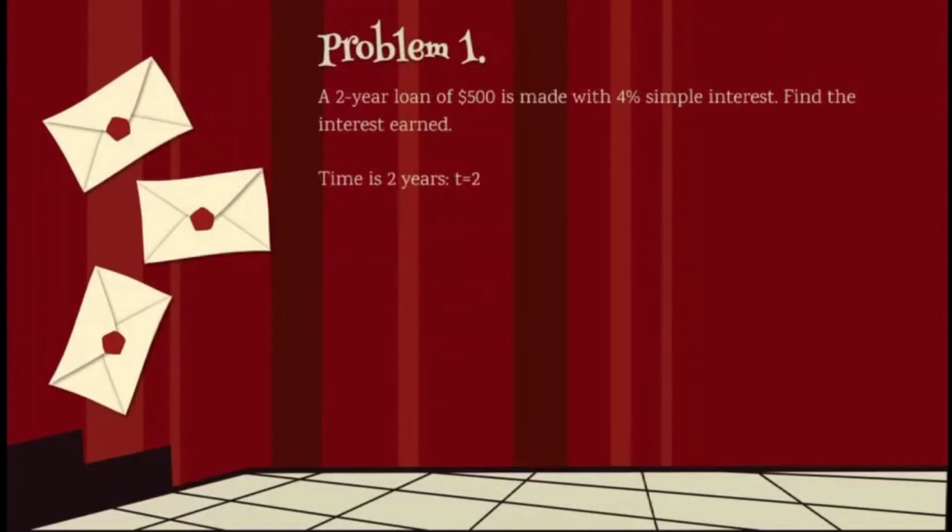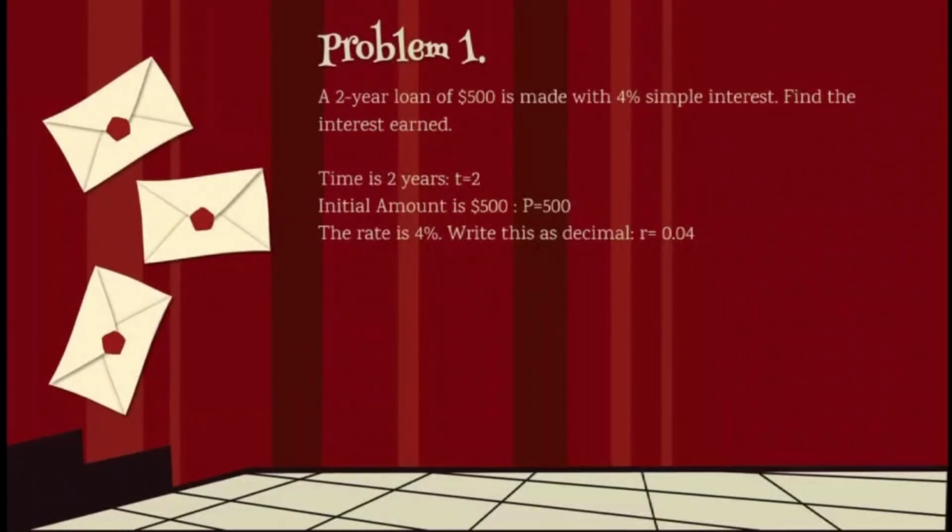Time is 2 years, so t is equal to 2. Here we have the initial amount, which is $500. P is equal to 500. The rate is 4%, so we need to write this in decimal form, which is r is equal to 0.04.